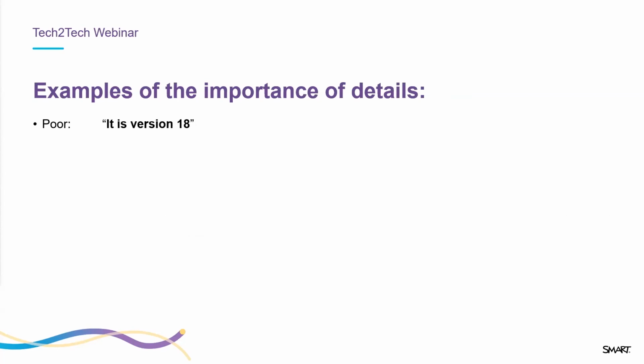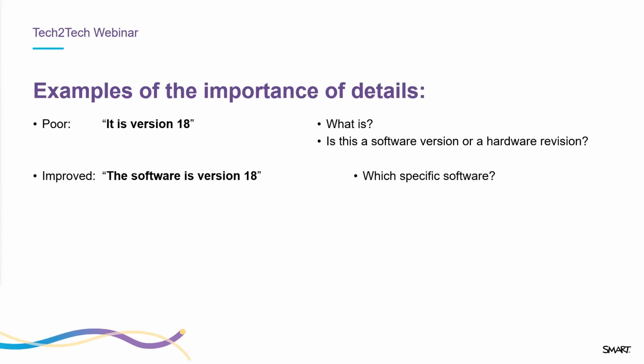Let's take a look at another example. A poor information statement would be, I'm running version 18. This might result in a question of, what is version 18? Is this a software that you're running, or is this a revision label on the back of a piece of hardware? An improved statement might be, the software is version 18. This is good, but what specific software?